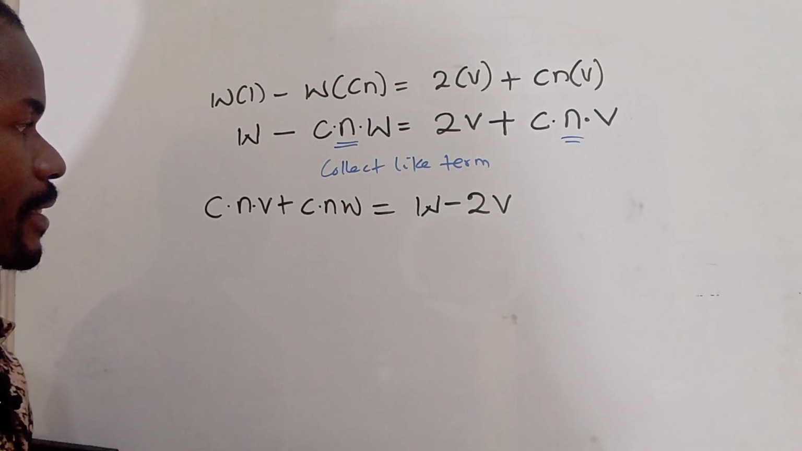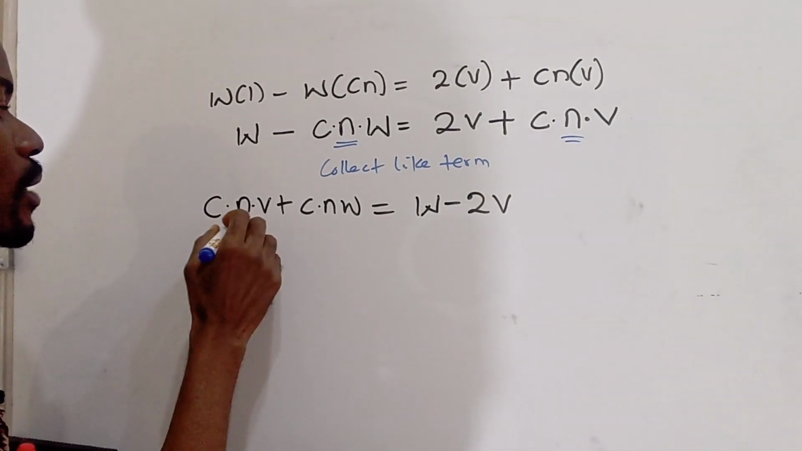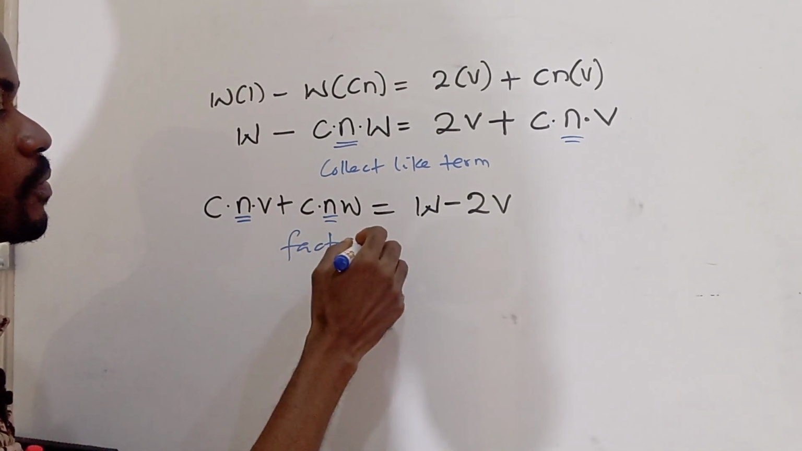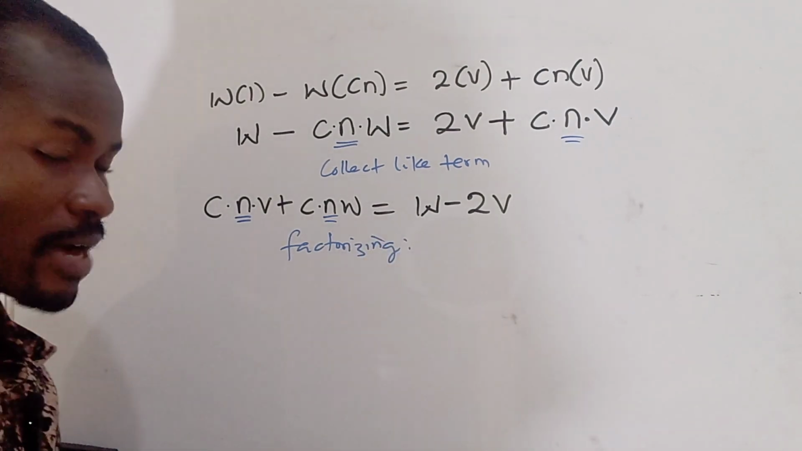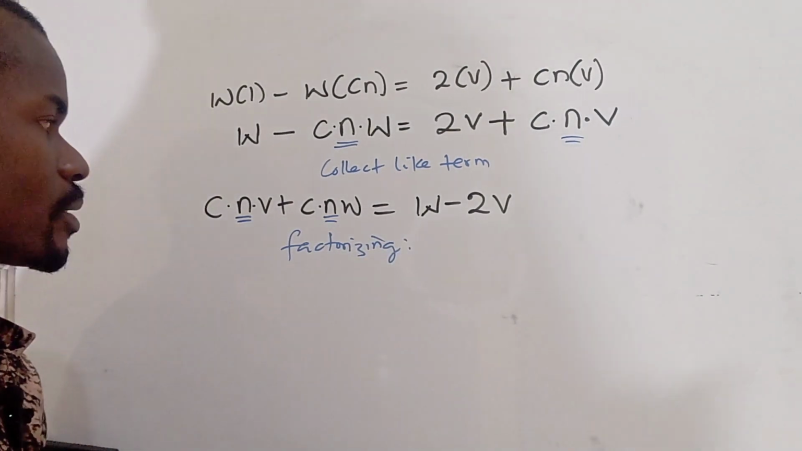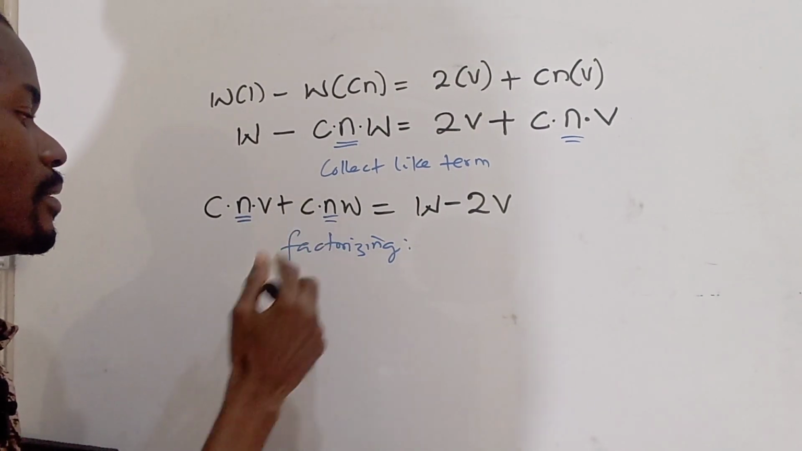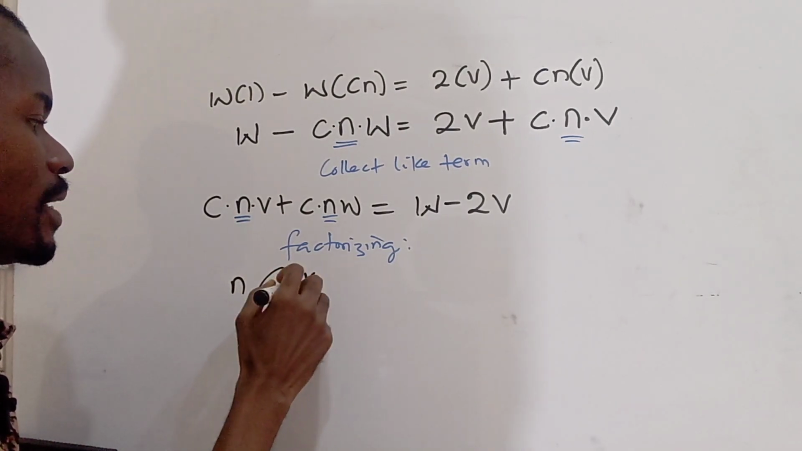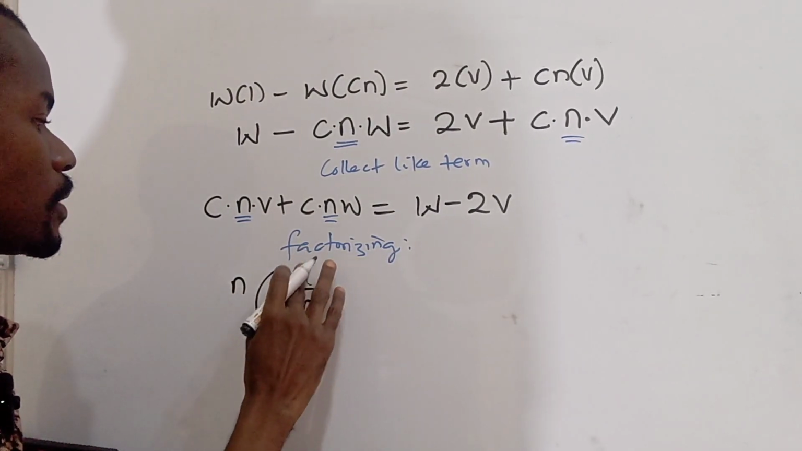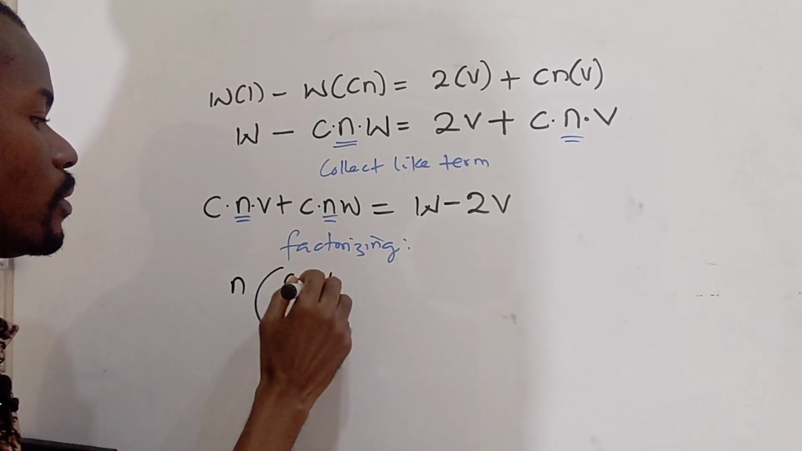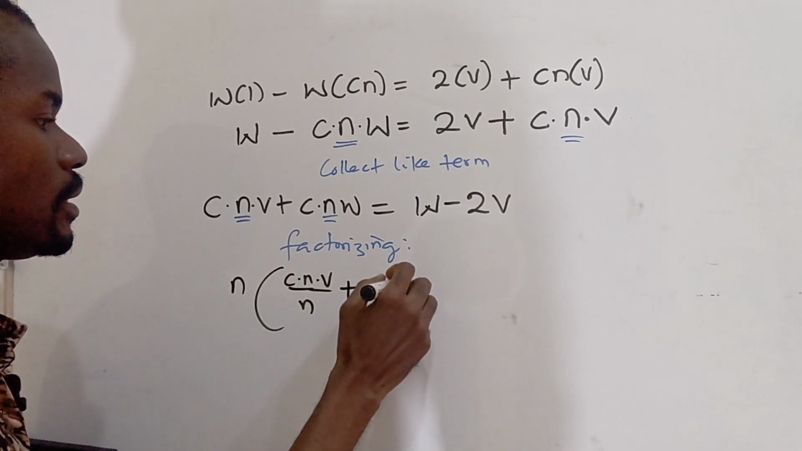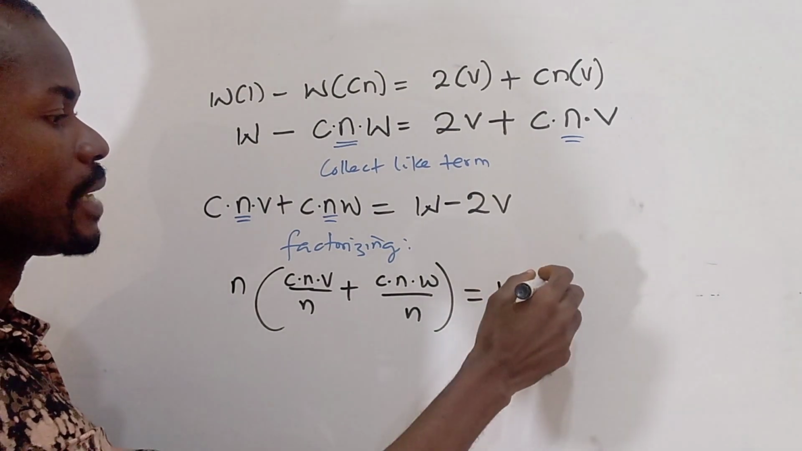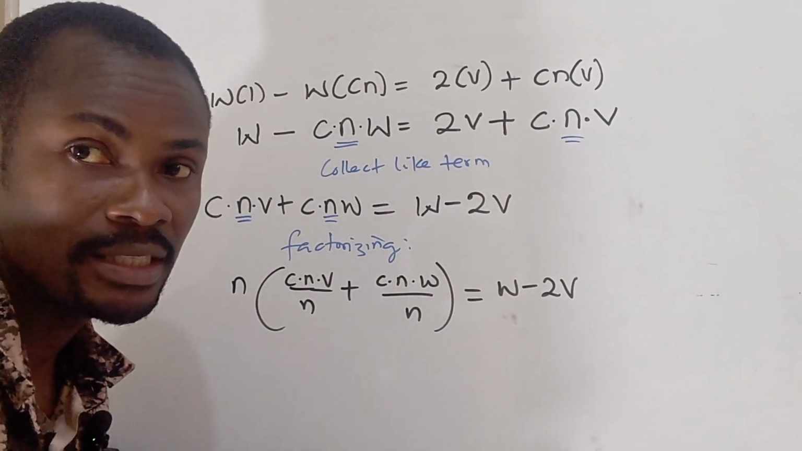Now, from collecting our like terms, we want to factor out N. So we have to factorize. Factorizing in this sense is that I want to factor out N because N is here and N is here. So N comes out, we are going to divide this CNV by N plus CNW by N equals W minus 2V. This side is going to remain intact.